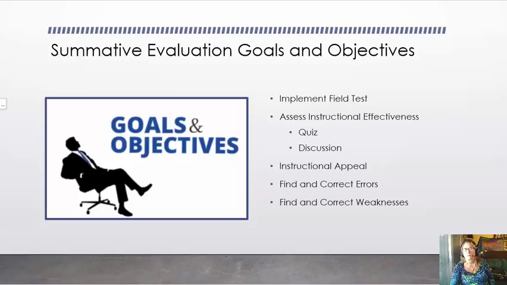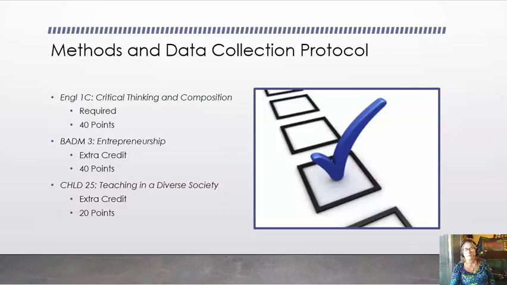Summative Evaluation Goals and Objectives. To implement the field test, assess instructional effectiveness to include the quiz and the discussion, to assess instructional appeal, and to find and correct errors and weaknesses in the instruction. Methods and Data Collection Protocol: 3 classes.